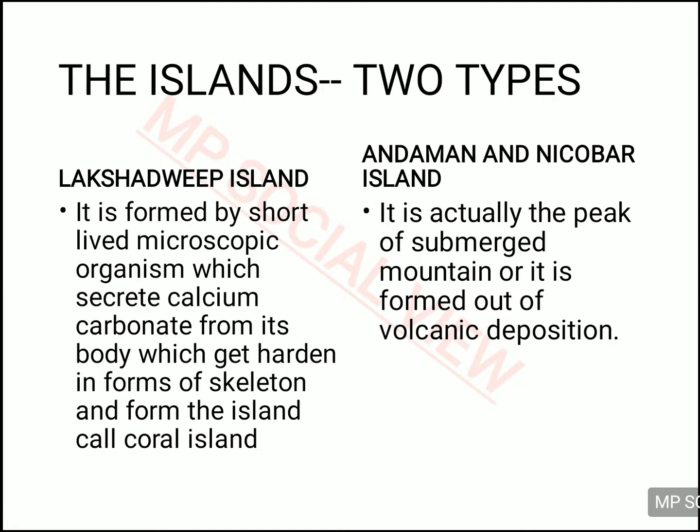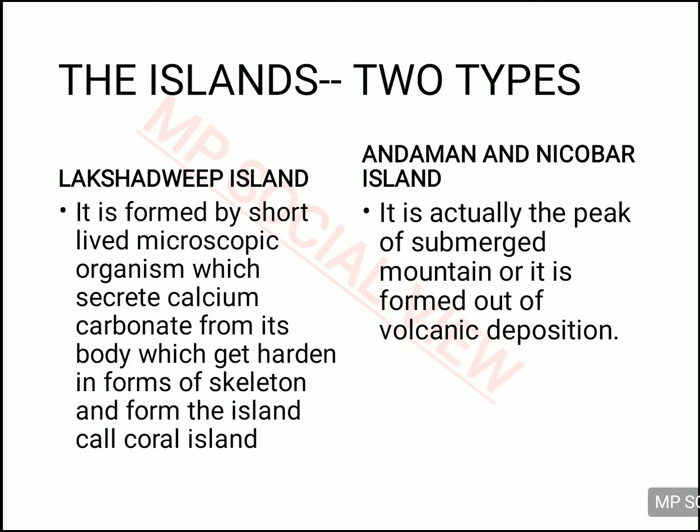So actually the Andaman and Nicobar Islands groups, or many other such islands in other parts of the world, are the peaks of mountains, or mountains which have formed out of volcanic eruptions. So this way your two islands are formed, and these are the two differences between the two islands. I hope the two island groups, the two coastal plain groups, and the desert are clear in this lecture.